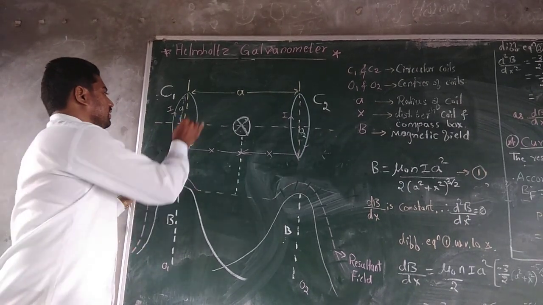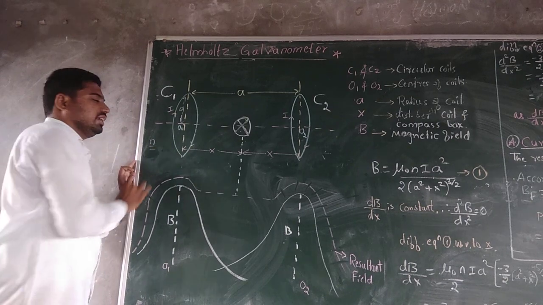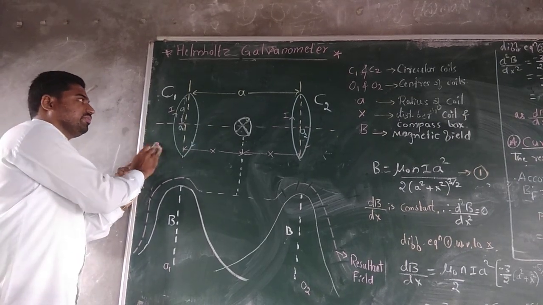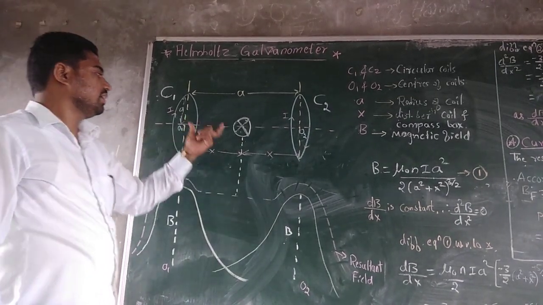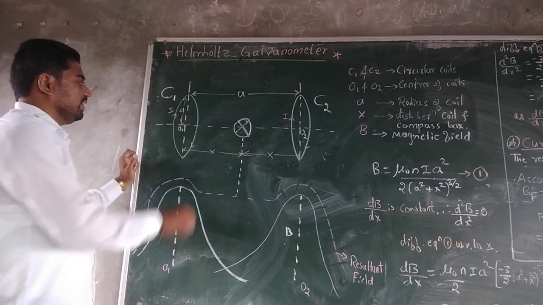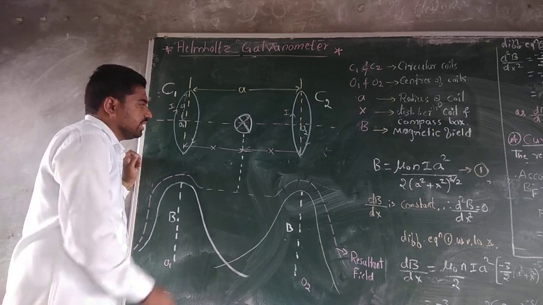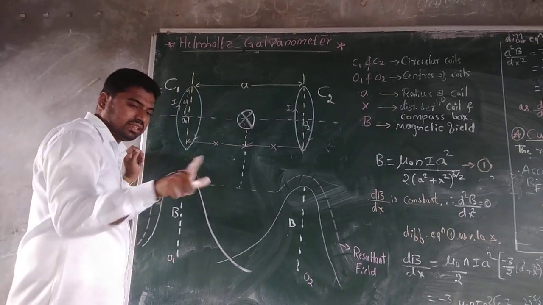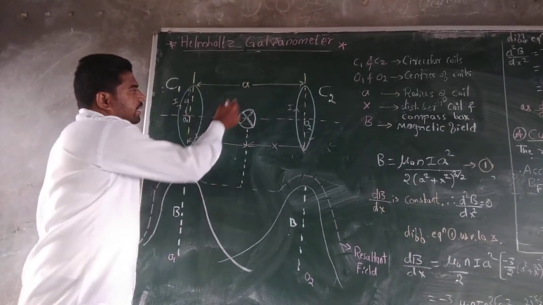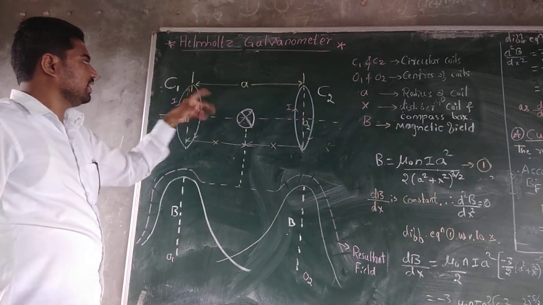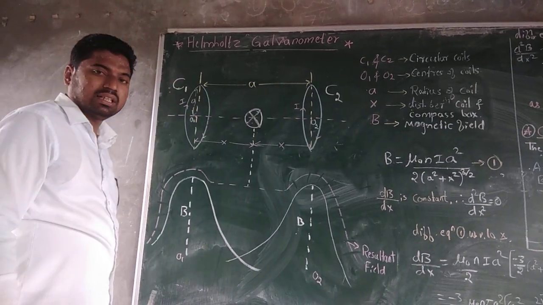These circular coils consist of n number of turns. Here x is the distance between the center of the coil and the compass box, in which you can see the deflection. And a is the distance between these two circular coils.